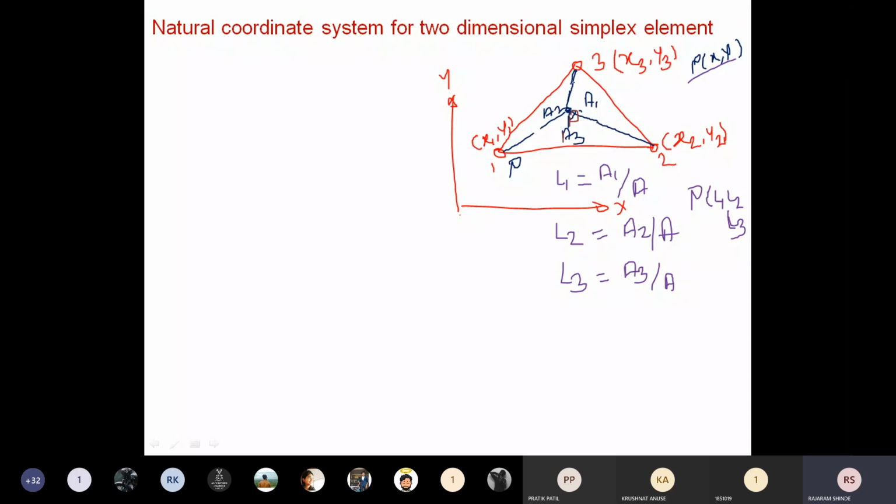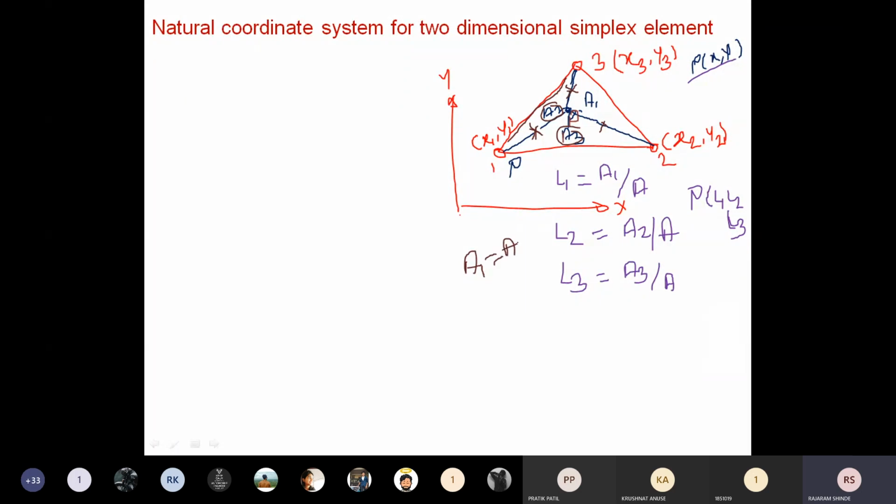This line and this line are coinciding with this line. When point P is coming here, this A2 will be 0 and this A3 will be 0. Means this line will be 0 and this line will coincide with the 1 3 and this line will coincide with the 1 2, and in this situation your A1 is equal to A.